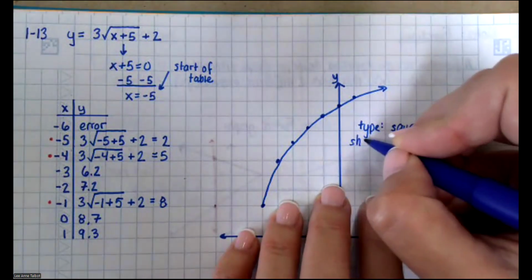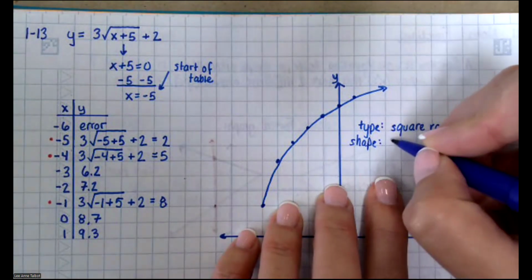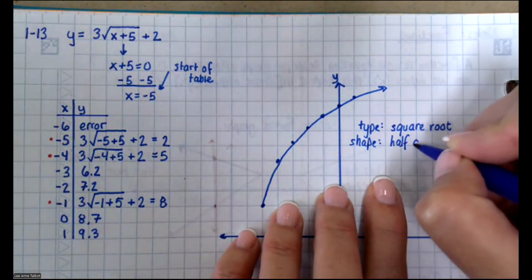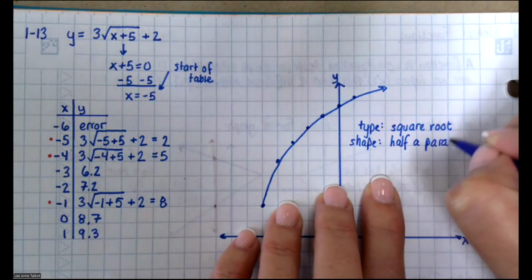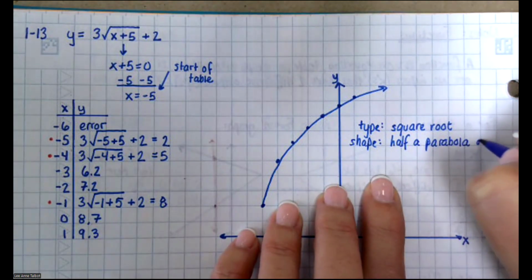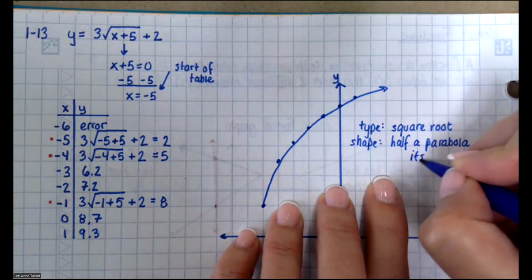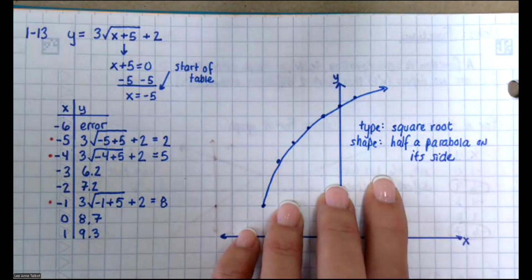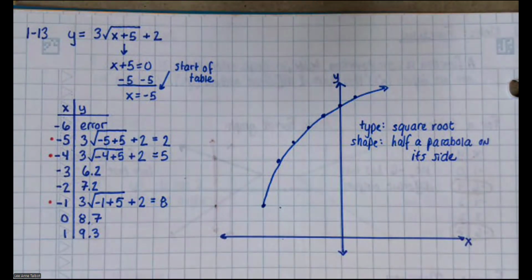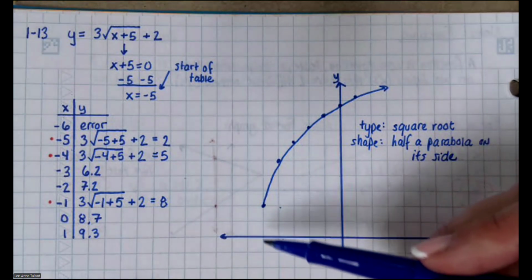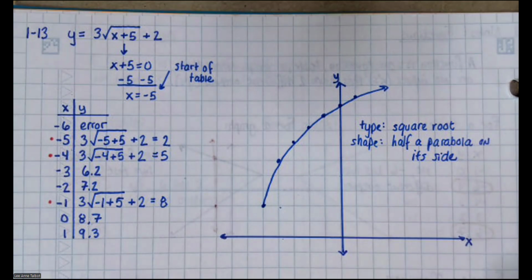The shape is half a parabola on its side. If I continued this graph to make the parabola, it would go down here and it would be sideways, like we call it a sleeping parabola.